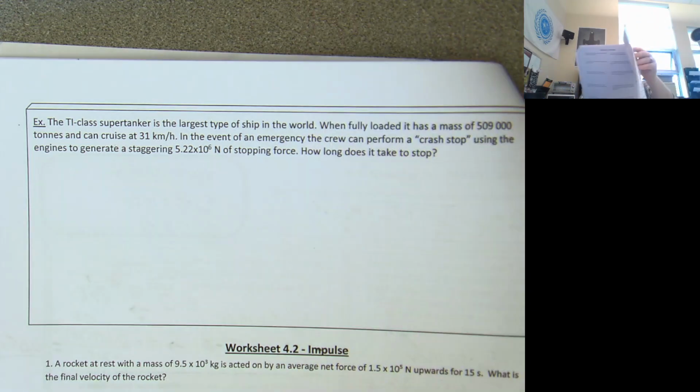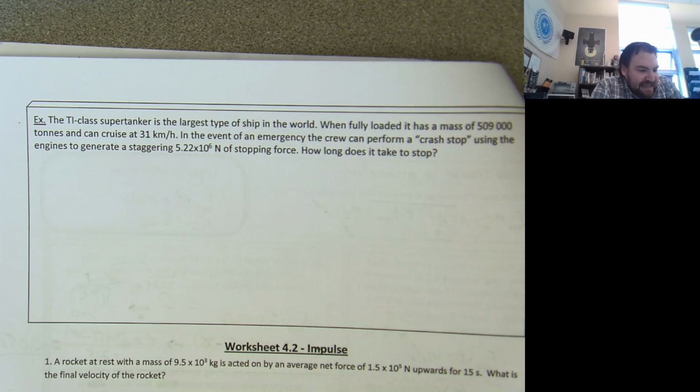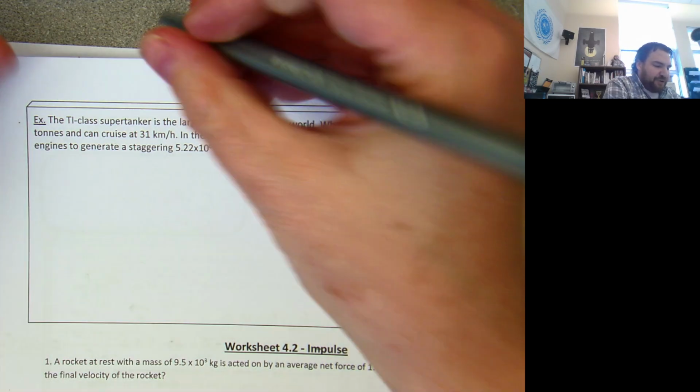The TL class supertanker is the largest kind of ship in the world. When fully loaded, it has a mass of 509,000 tons, which is 509 million kilograms. And it can cruise at 31 kilometers per hour.